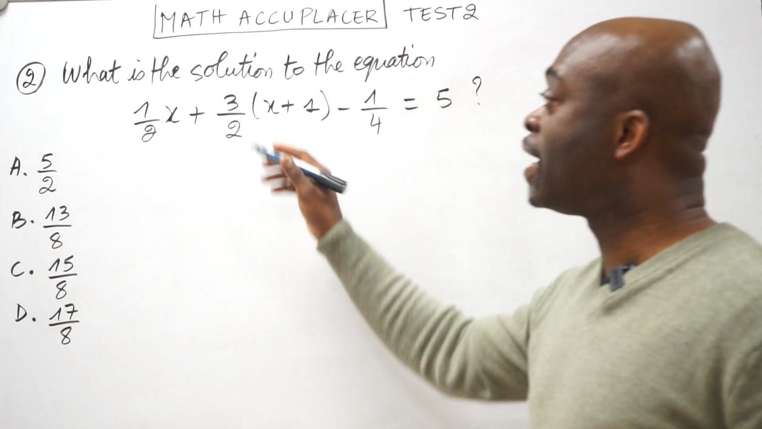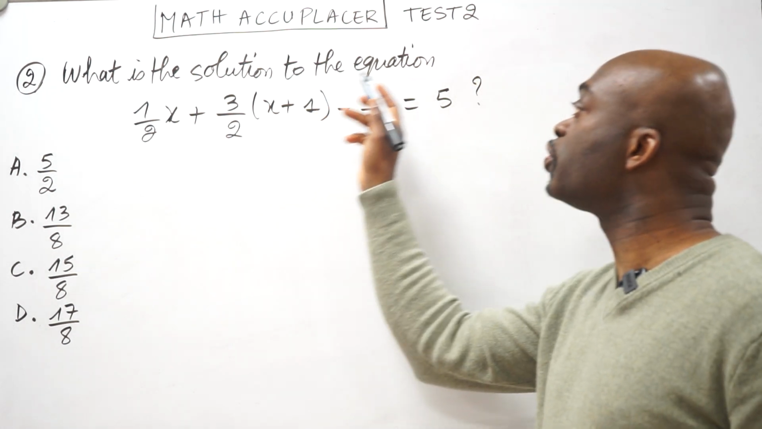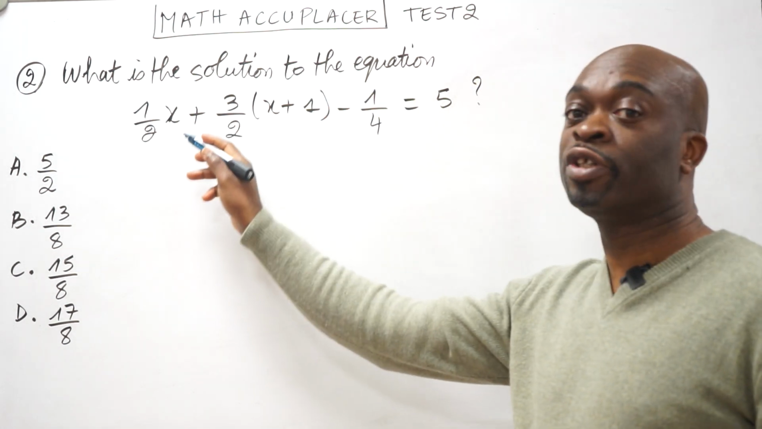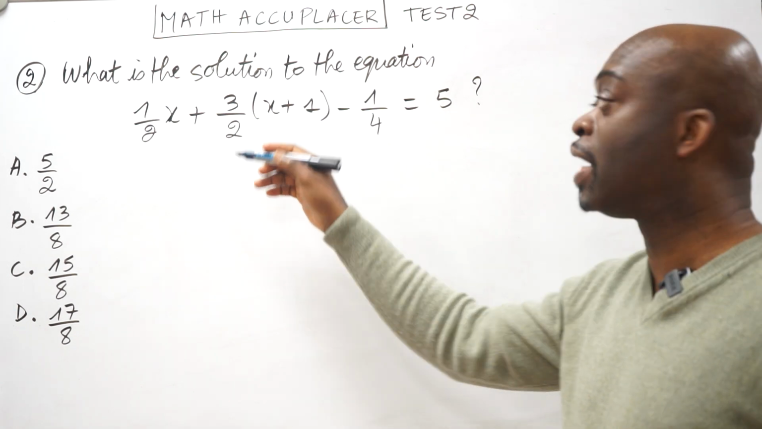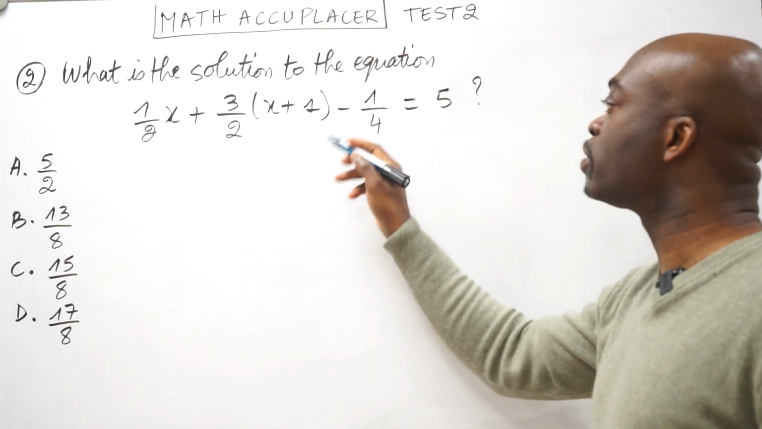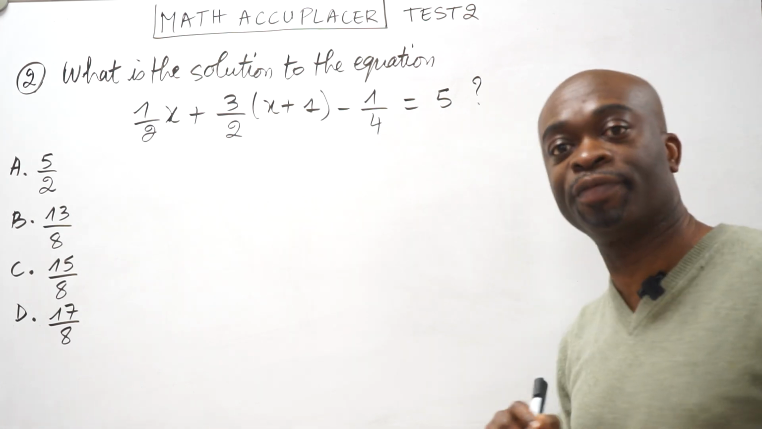Question number 2 here, guys. So what is the solution to the equation 1 over 2x plus 3 over 2, parentheses, that means times, x plus 1, close it, minus quarter equals to 5.